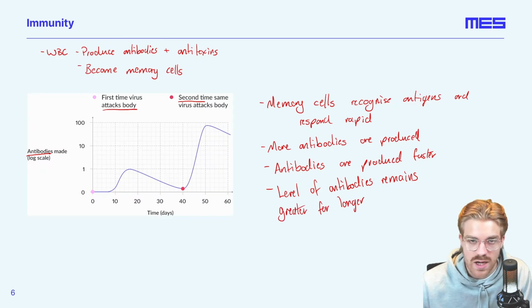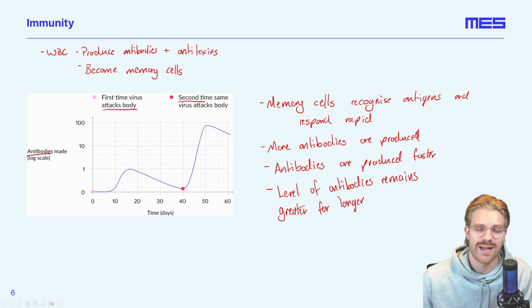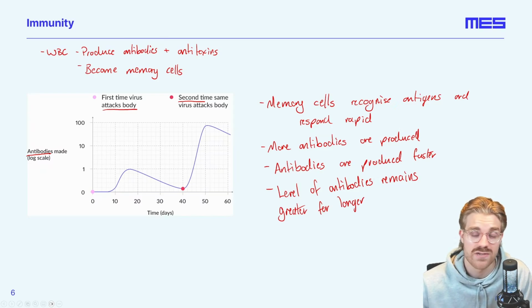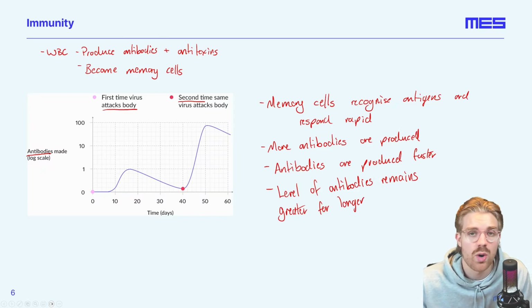Because we have this faster production, this larger production, and this longer production of antibodies, this means that the pathogen is very rapidly recognized and is destroyed, meaning that it doesn't get a chance to replicate and therefore doesn't get a chance to make us ill or infect us. And if it doesn't get a chance to replicate, it also means that it doesn't spread from one individual to another.